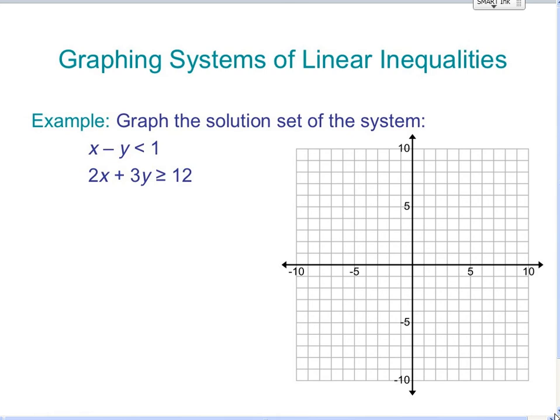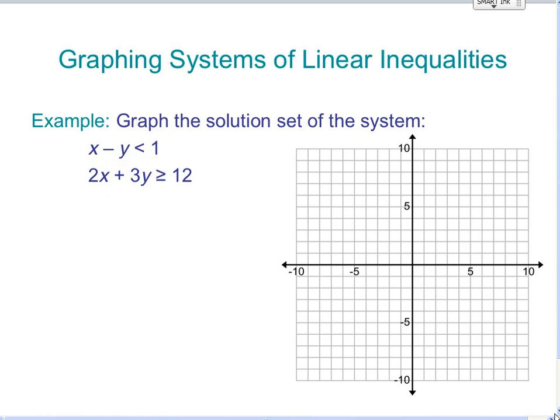In 7.3, we had a system of equations, and what we were looking for is where the two lines crossed. Well, it's going to be a similar sort of idea with this one. We're going to graph this inequality. We're going to shade it. We're going to graph the second inequality and shade that. And instead of looking to see where two lines cross, we want to know where two shadings cross. So let's do the first line.